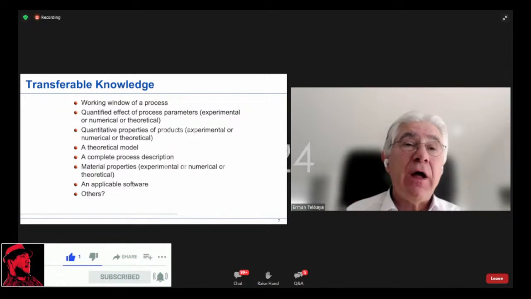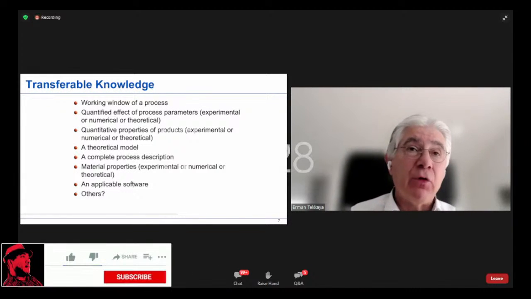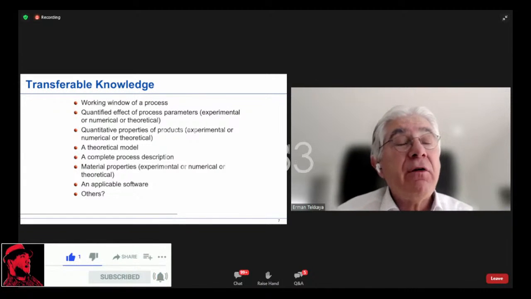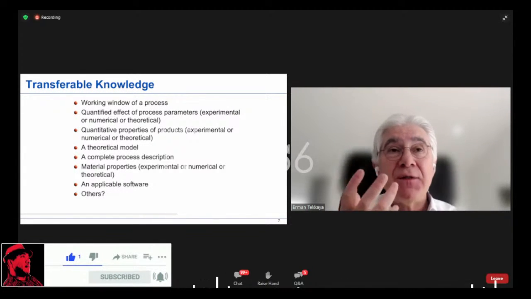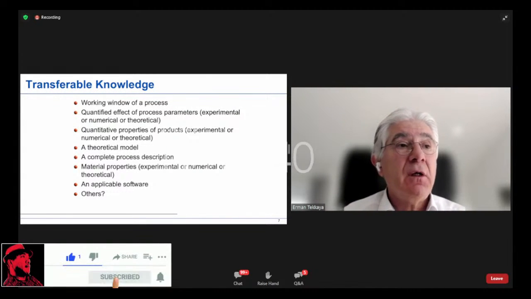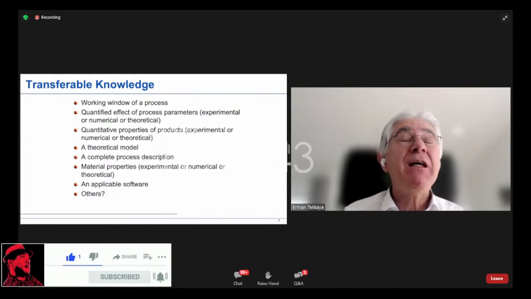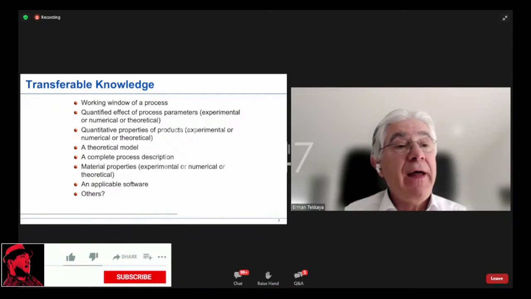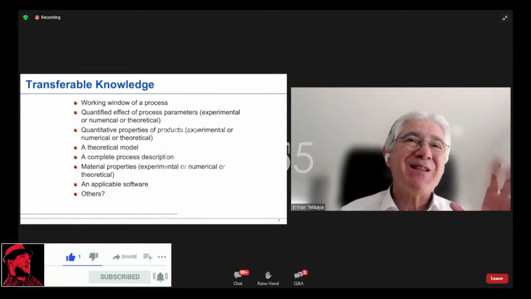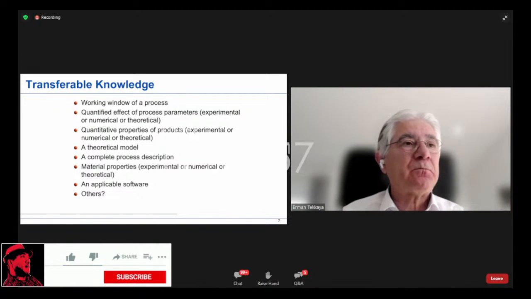You don't need to have only a theoretical approach. You can have also an experimental approach to describe that. You can develop a theoretical model. That's the most condensed way of transferable knowledge. A complete process description, material properties, and applicable software, which can be used by several other people. And of course, there are many other items which you can think about among transferable knowledge. But this is a very basic issue.